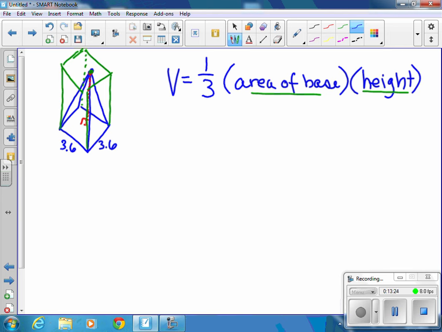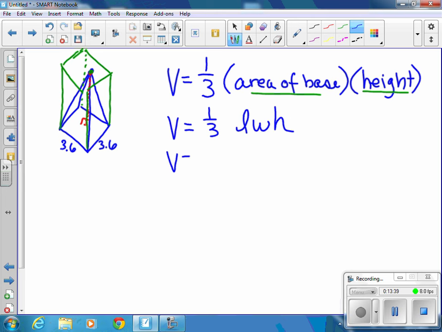Hopefully that helps to explain it a little bit. Remember, we also did talk about it in class, and if you still have questions, make sure you come and ask me questions. All right, so again, I already said it's going to be 1/3. We know the area of the base is a square, so it's going to be length times width, and the height of the whole prism.